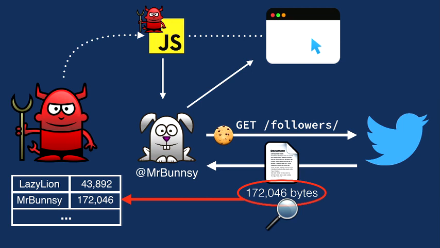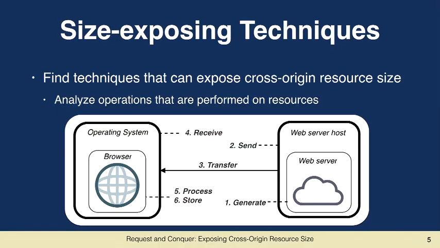Of course, it's important to note here that this can't just be done by default because we have the same origin policy, which prevents the attacker from learning anything about resources that are not within his origin. So he should not be able to access the contents of this resource, neither should he be able to access the size of this resource. However, he can use certain attacks or size exposing techniques to still discover this resource size.